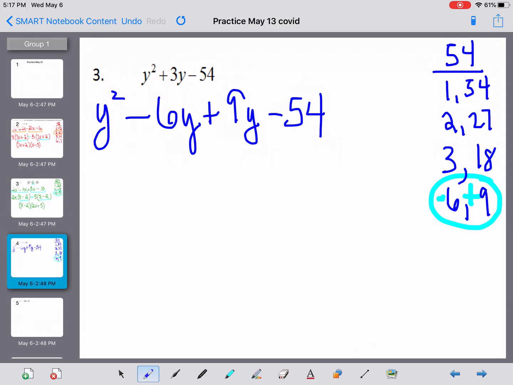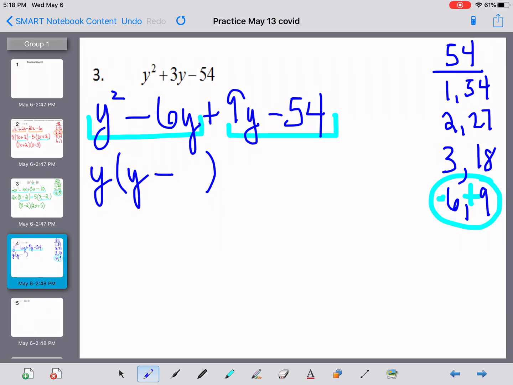Again, we split the middle. And then what we're looking at is here's a group and here's a group. And we want the greatest common factor from each group. In our first group, the greatest common factor is y, the lowest exponent between those two terms. Y squared divided by y is y. We had 2 y's, we took out 1. 6y divided by y is 6. Our sign in here is important.